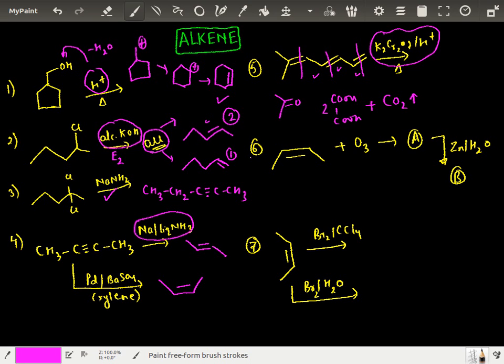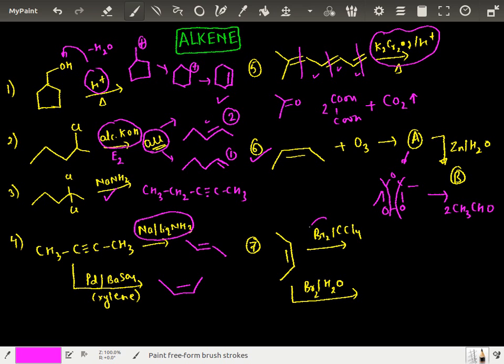Next is the ozonolysis reaction. A molecule undergoes formation of an ozonide, and then with zinc and H2O, it will break into 2 halves. Because the molecule is symmetrical, we get 2 molecules of acetaldehyde, CH3CHO.